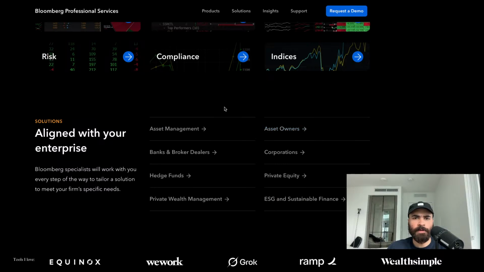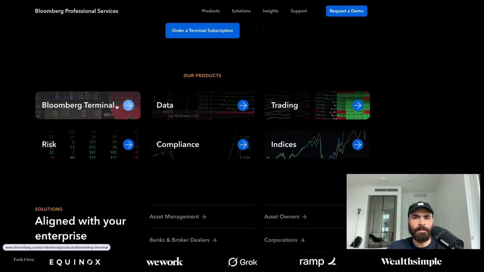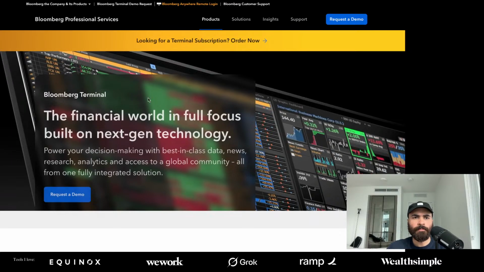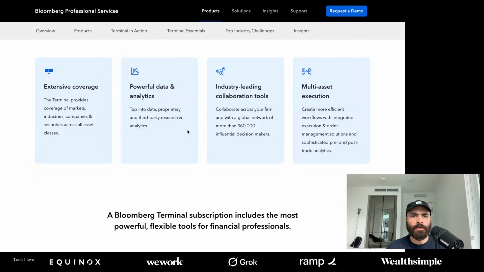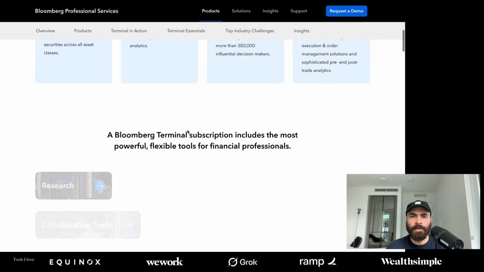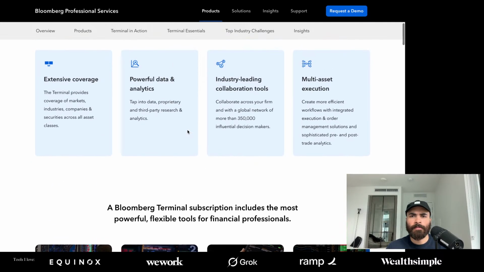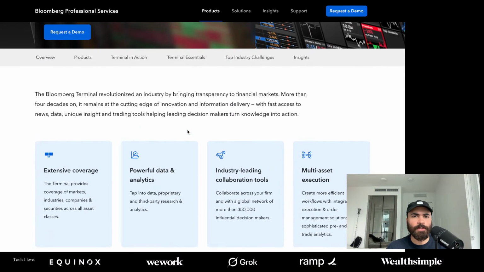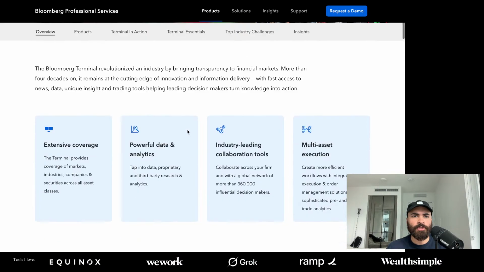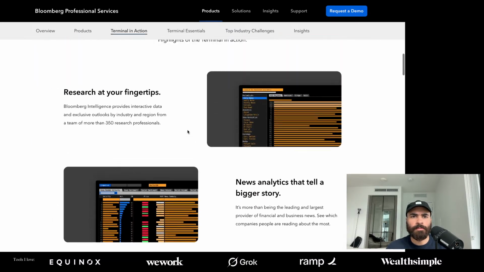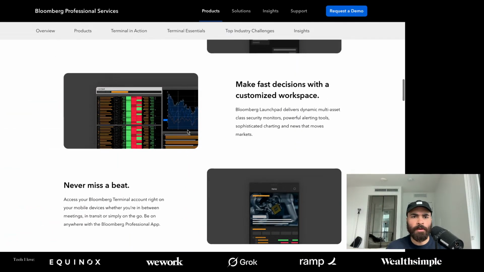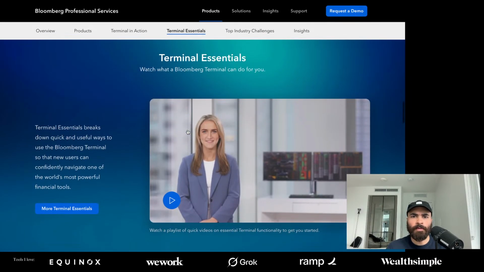Okay, let's specifically look into the terminal. Bloomberg Terminal, the financial world in full focus, built on next-gen technology. Is it the same thing? Looking for terminal subscription? Order now. Extensive coverage, powerful analytics, multi-asset execution, industry-leading collaboration tools. 350,000 influential decision makers. Essentials, overview, products, charts. Okay, so we looked into this one, right? No, not this one. Yeah, we looked into this one. Terminal essentials.